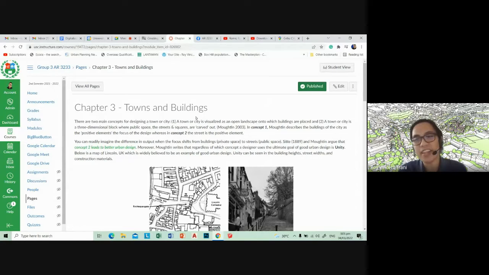This is like the one thing that really separates the architects and the urban designers and planners. There's this simple concept that Moughtin highlights in chapter 3. Let me just quote here: there are two main concepts for designing a town or city. A town or city is visualized as an open landscape onto which buildings are placed. That's the first one. The second one is a town or city is a three-dimensional block where public space, streets, and squares are carved out.